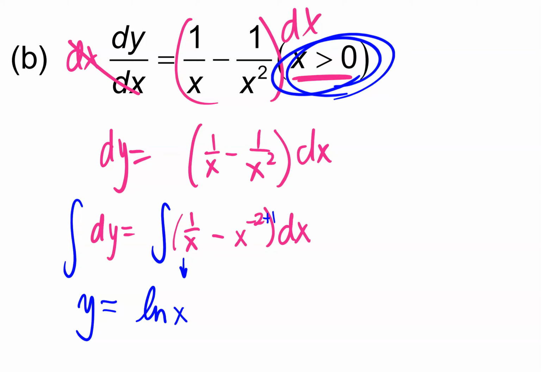Okay, so add 1 and divide by our new exponent. So the minuses cancel out, right? The minuses cancel out, and I have a plus 1 over x. And then, of course, plus c.